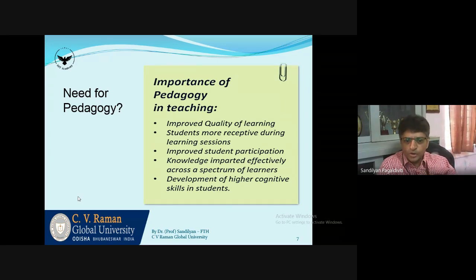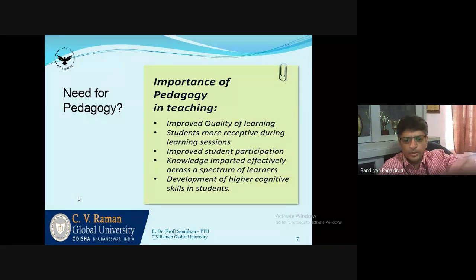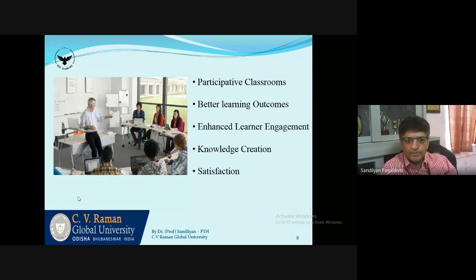And it is also very important because there is a wide spectrum of different types of learners. So you will be able to address the learning ability of different learners. And lastly, there is a chance of development of higher cognitive skills amongst the students. So you need to understand all the various factors. Again, we'll look into it in more depth in the coming slides. So can we move on?